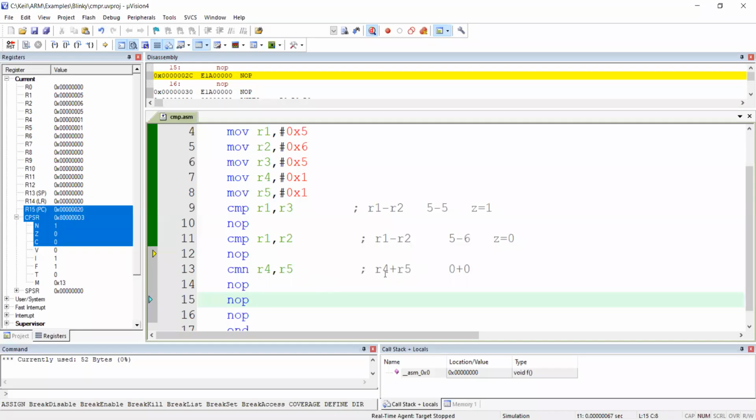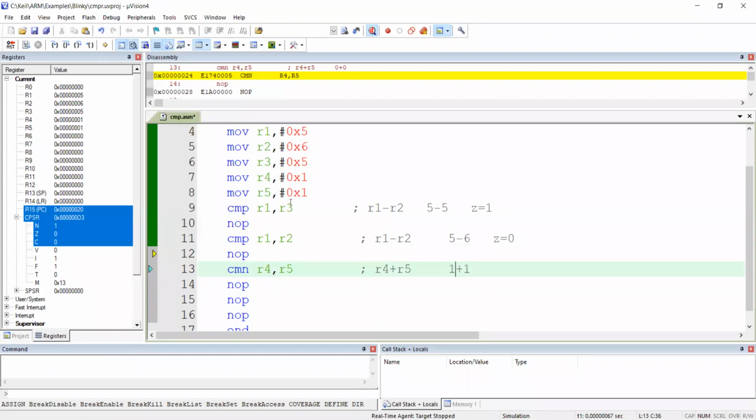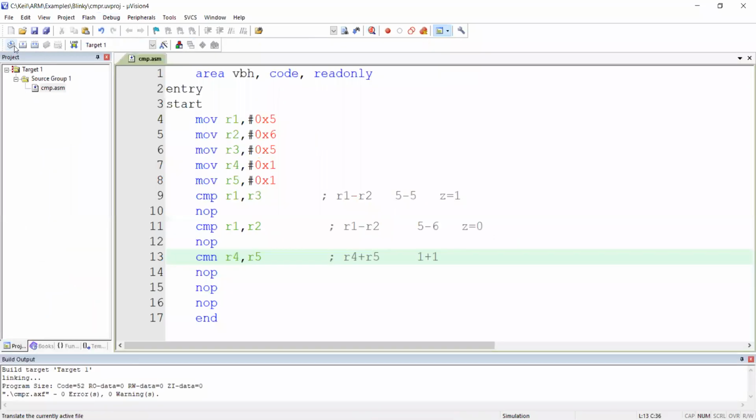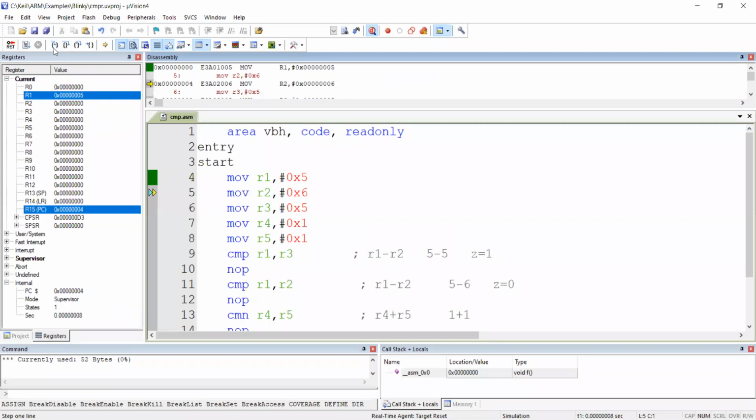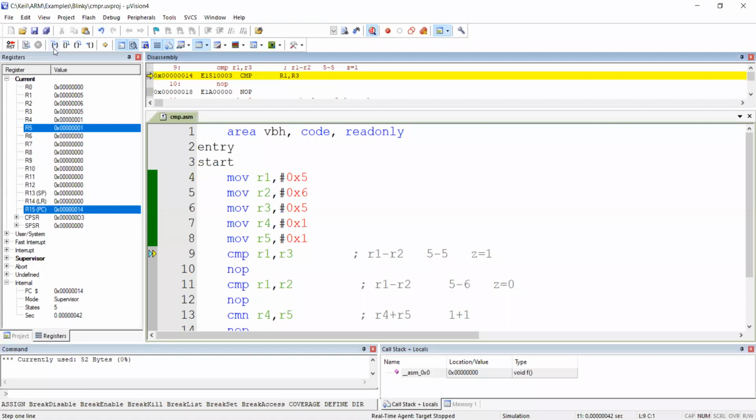Okay, what are the values of R4 and R5? Let me take the values of R4 and R5. What are those? 1 and 1. Okay, here 1 with the 1. Okay, fine. Sorry, I have to go back because I have modified. Save this. And again, I need to go for debug. Okay, first number R5, second number R6, again 5, two numbers 1, 1.